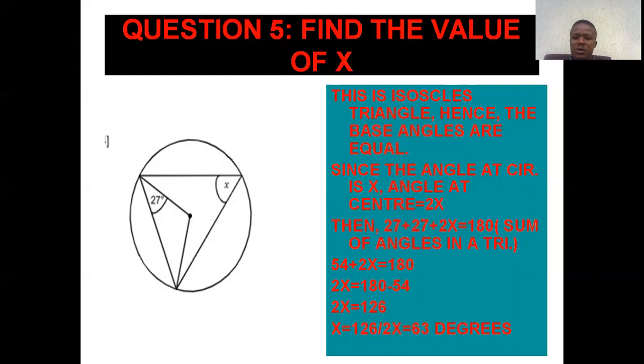Then 27 plus 27 will give us 54 degrees plus 2x equal to 180 degrees. Now removing 54, because when it crosses over, the sign changes, I will remove 54 from 180 degrees. I will get 126 degrees. The coefficient of x is 2, so I will divide both sides by 2. I will find out that my x is 63 degrees. All right, so this is quite simple. Know the theorem, and solving the problems will no longer be difficult for you.